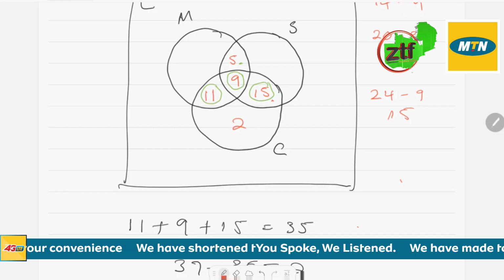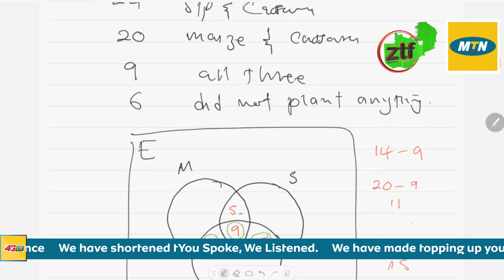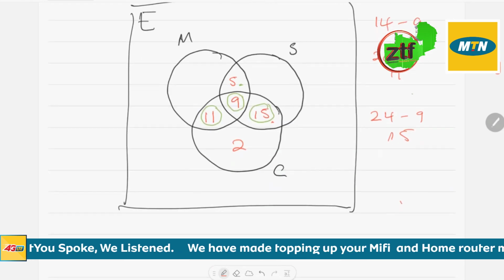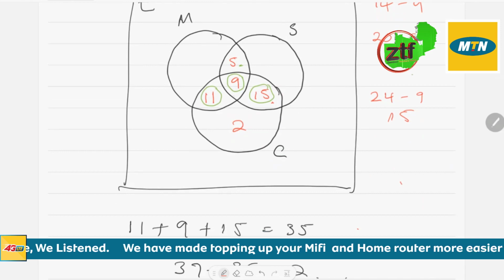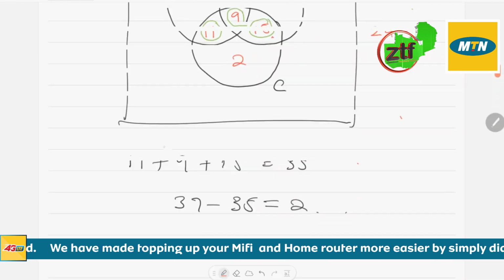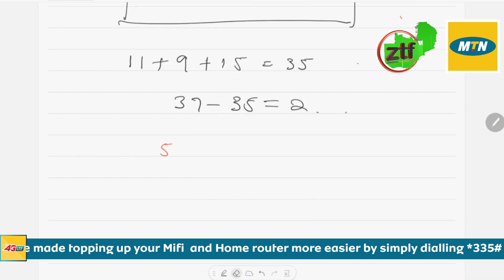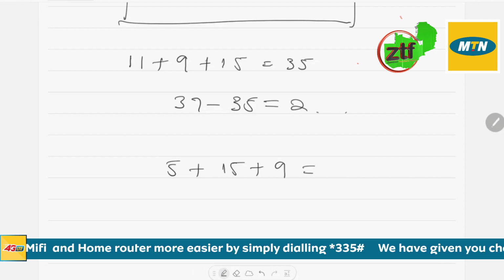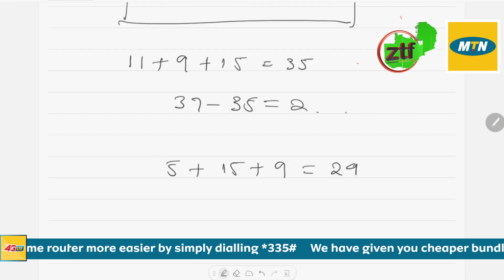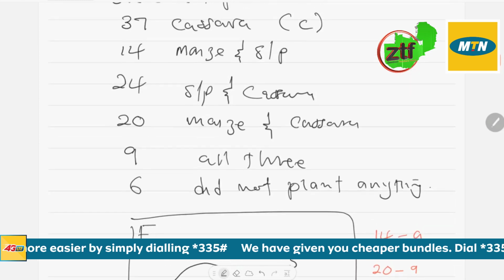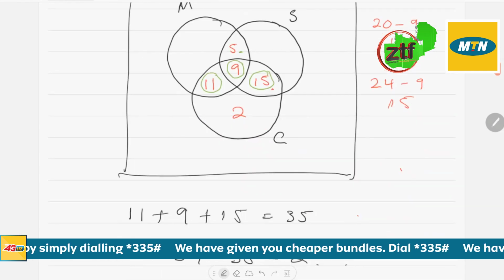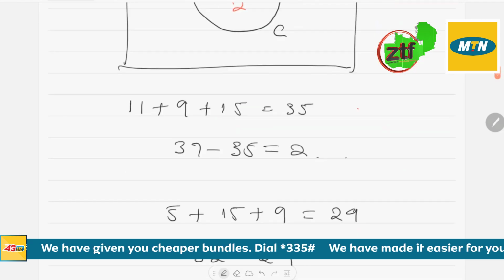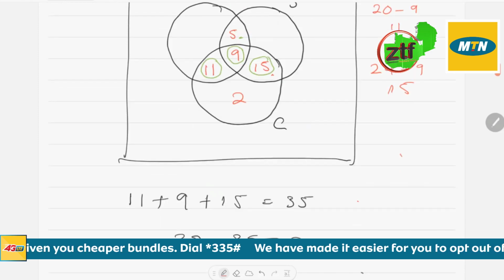So we do the same for maize and sweet potatoes. When you look at the total number of those that planted sweet potatoes, they are 32. Since they are 32, we have 5, 9 and 15, they are part of set S. So you sum up 5 plus 15 plus 9, and your total here will be 29. So you need to subtract 29 from 32. When you subtract 32 minus 29, you get 3. So you have 3 there.